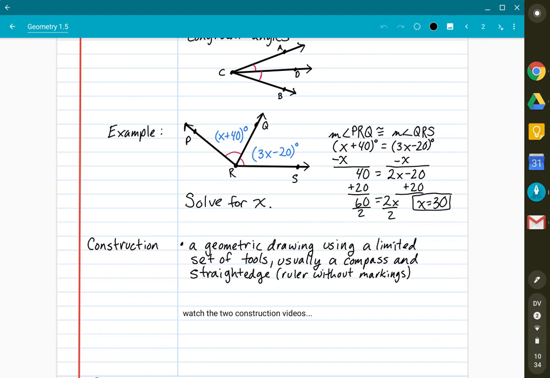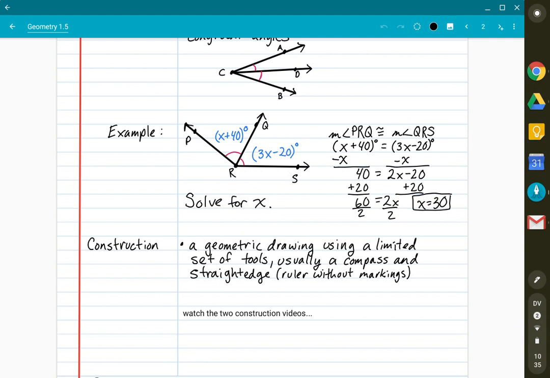Because we know that PRQ is congruent to QRS, all we have to do is take whatever PRQ is equal to, in this case x plus 40, and set it equal to QRS, which is 3x minus 20. And then we go back to algebra and solve it the same way we would. We'd get the variables to one side, the constants or the numbers to the other side, and then finally we get x by itself.